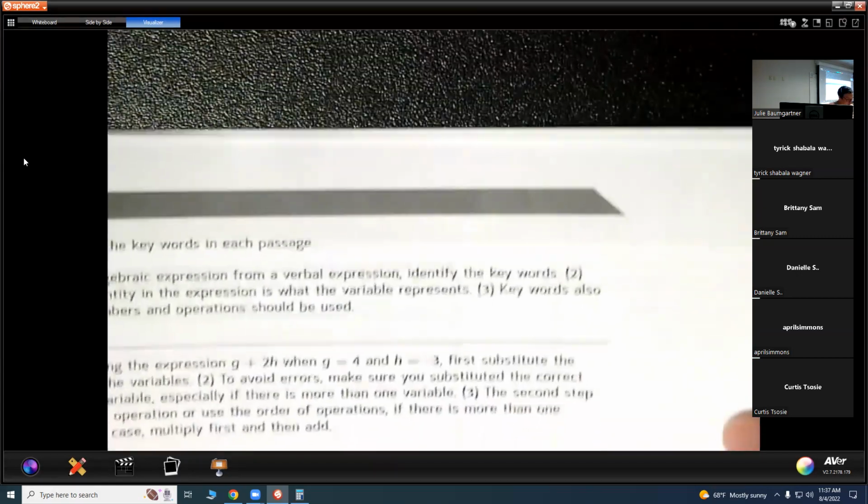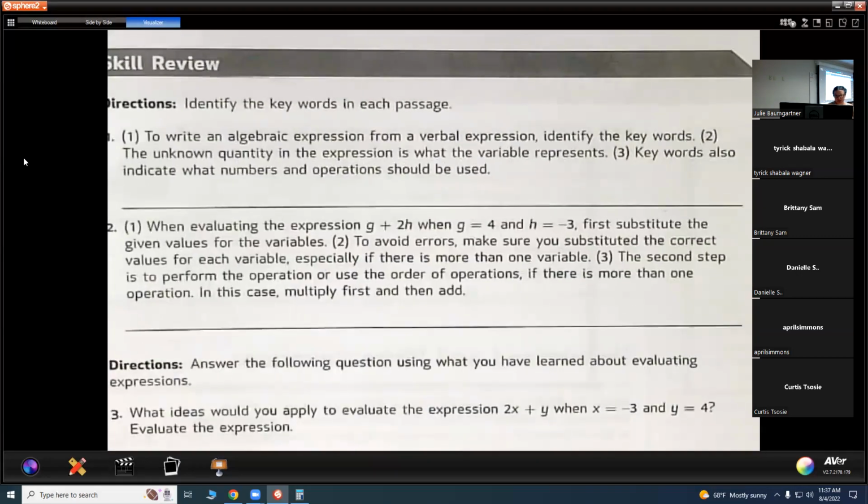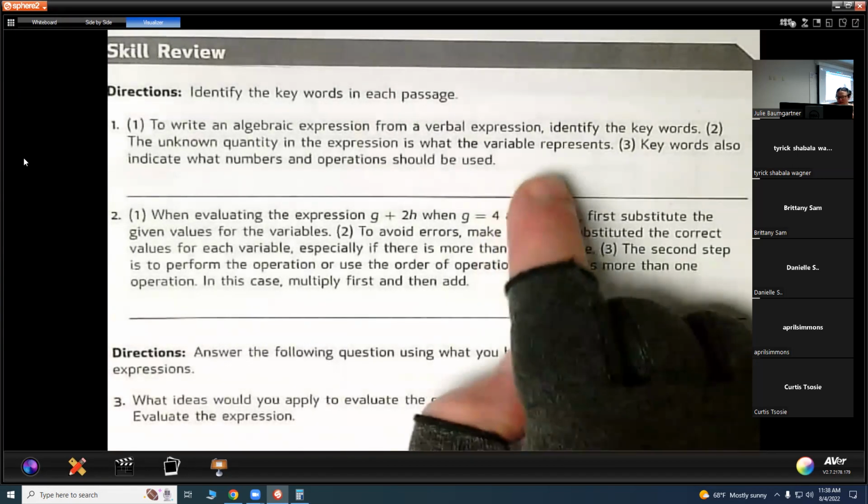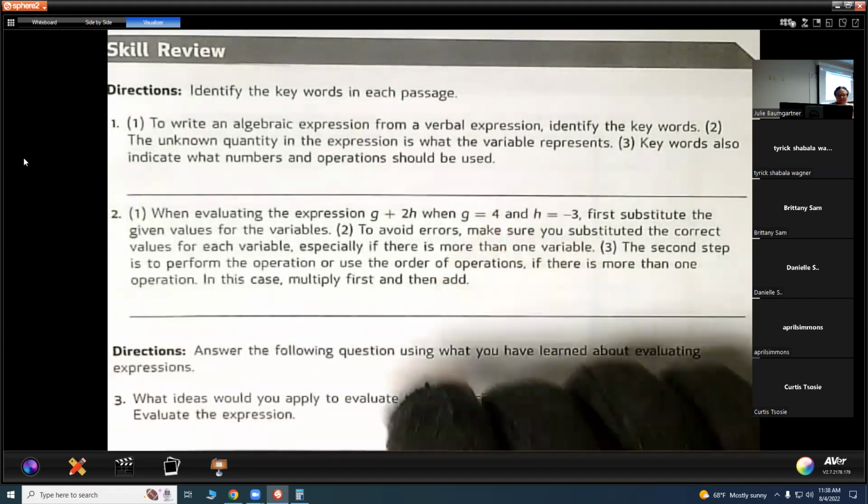All right, let's just look at number 1 together here. To write an algebraic expression from a verbal expression, identify the key words. The unknown quantity in the expression is what the variable represents. Keywords also indicate what numbers and operations should be used. Not quite sure what they want us to do there. I mean, kind of funny that the keywords in this passage are like keywords. I don't know. Anyway, let's continue.